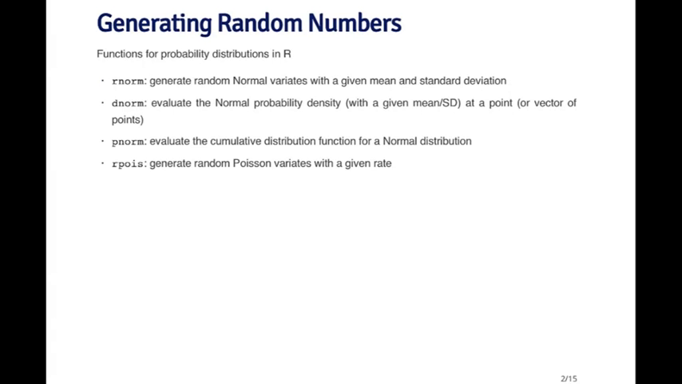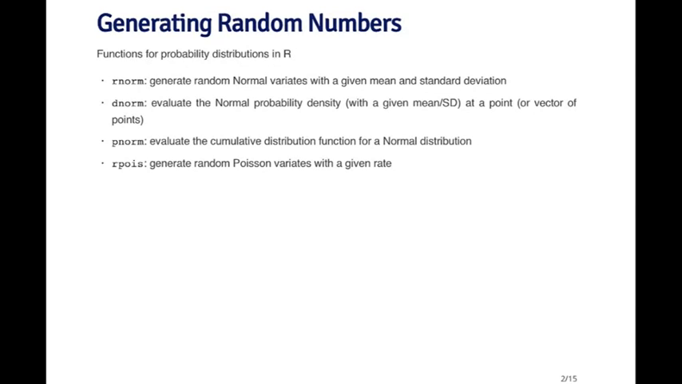There are a couple of functions that are available for simulating numbers or variables from given probability distributions, probably the most important of which is the normal distribution. We can generate variates from the normal distribution by specifying a mean and a standard deviation for that distribution, and then calling the rnorm function. So the rnorm function will simulate normal random variables from a distribution that has a given mean and standard deviation.